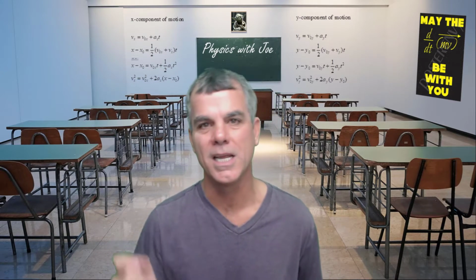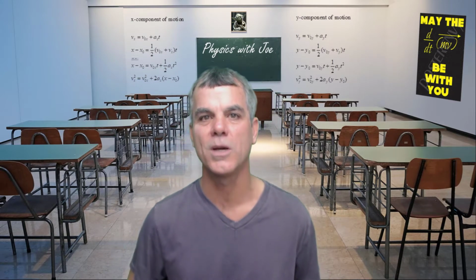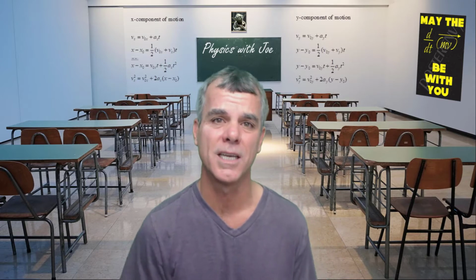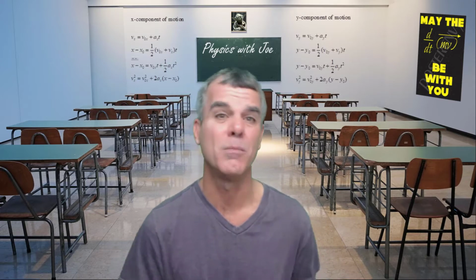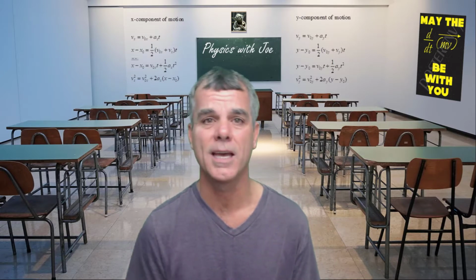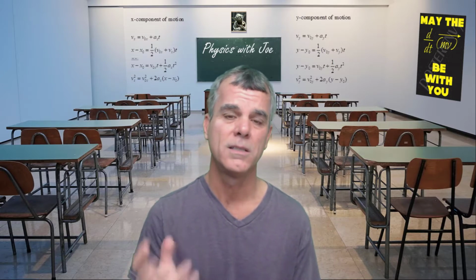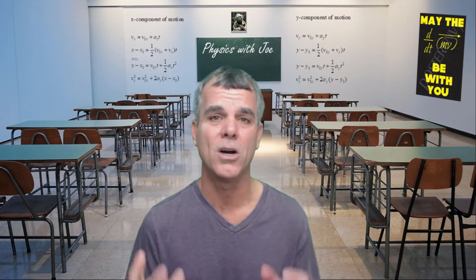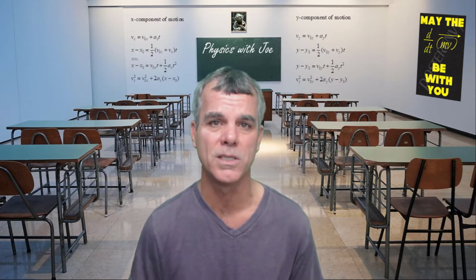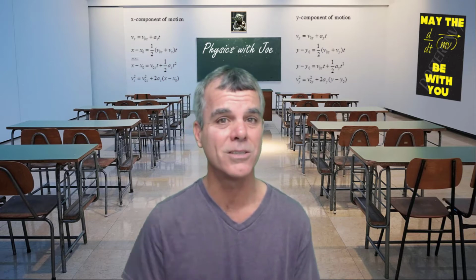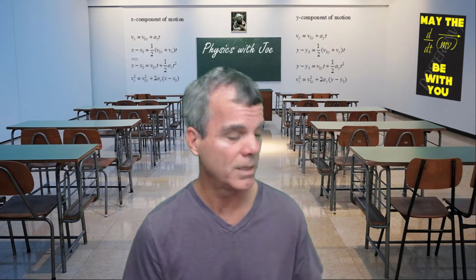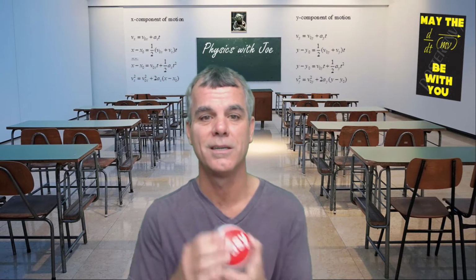Today we're going to look at how you calculate the magnitude and direction of a vector given its x and y components. In a previous video, I talked about how, given the magnitude and direction, you calculate the x and y components. Today we're doing the reverse. If I already have the x and y components of a vector, how do I get the magnitude and direction? And the simple answer is Pythagorean theorem and inverse tangent.